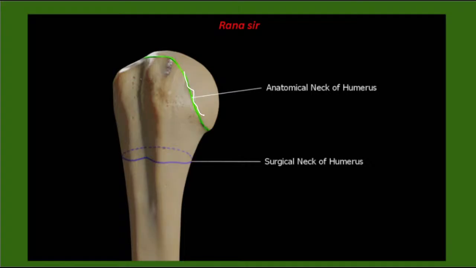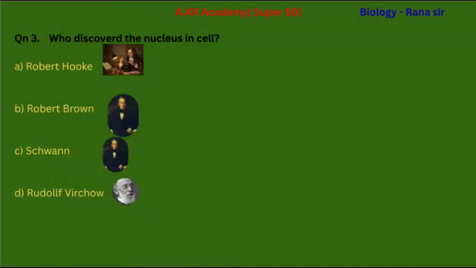Okay, next question: who discovered the nucleus in a cell? First one is Robert Hooke, B is Robert Brown, C is Schwann, and option D is Rudolf Virchow.